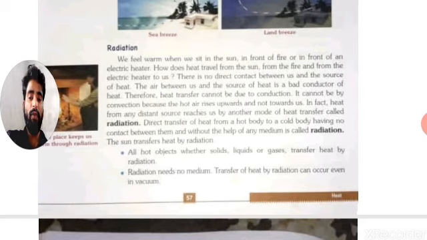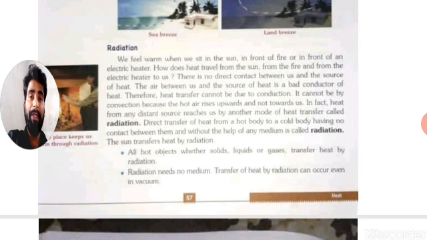So heat transfers towards us by the method known as the radiation method. It is a direct transfer of heat from a hot body to a cold body without direct contact. The sun transfers heat by radiation. Radiation needs no medium. Radiation of heat can also pass through a vacuum.